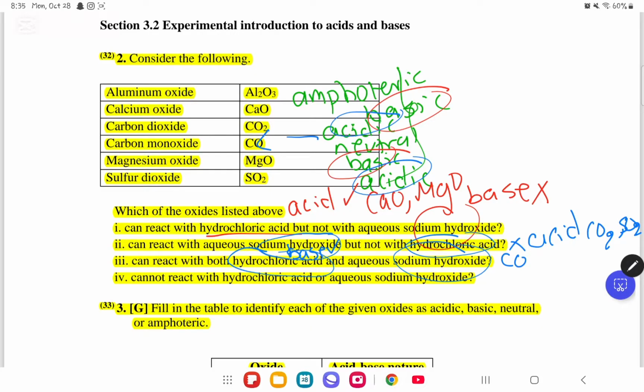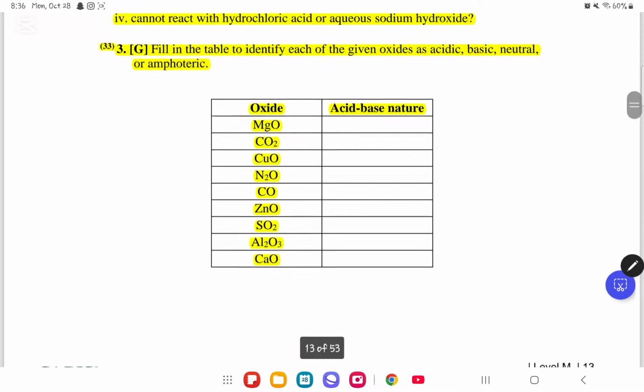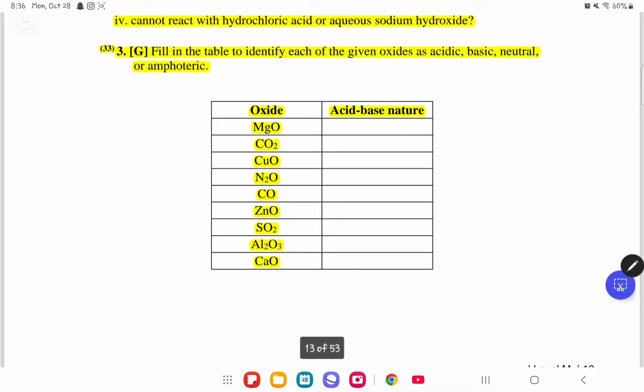And finally, it can react with either this or this, so both an acid and a base. So we say it's amphoteric, so it is Al2O3. So now we go down, and number 3, they want us to fill in the table as acidic, basic, neutral, or amphoteric.